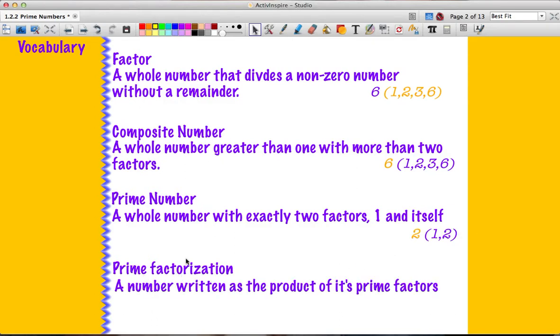And prime factorization. Prime factorization is a number written as the product of its prime factors. So we're taking the factors and writing them as a multiplication problem. The prime factorization of 24 would be 2 times 2 times 2 times 3. Because 2, 2, 2, and 3 are all prime numbers, when you multiply all of them together, they give you 24.